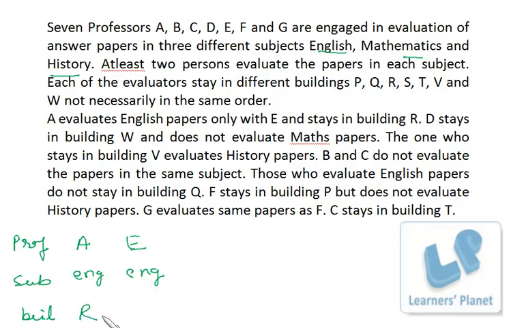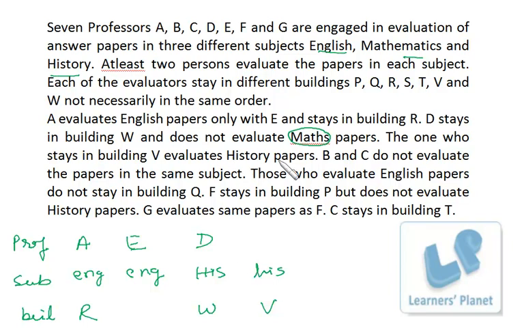So A is in building R. E we do not know. D stays in building W and does not evaluate math. Now there is nobody else in English and D does not evaluate math. That means D evaluates history, the 3rd subject. The one who stays in building V evaluates history paper. So again we are having a combination of V and history.